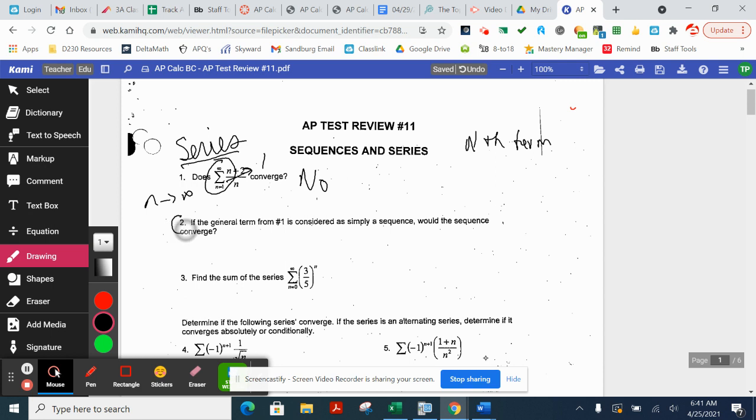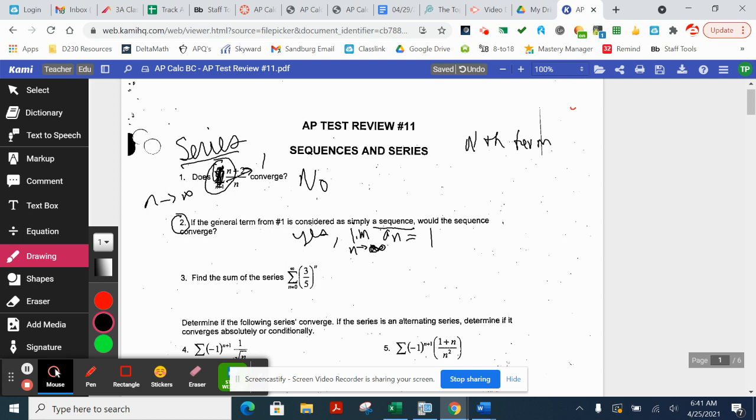When we go to number 2, what we actually started with in that chapter is sequences. It says if the general term in number 1 were to be considered as a simple sequence, so we didn't have the sum in front of it, would the sequence converge? Then we would say, yeah, the limit as n went to infinity for that general term was 1. But as a series, it's a problem because you're going to be adding that over and over and over again. So that's kind of how that chapter started out, with differentiating between a sequence and a series.